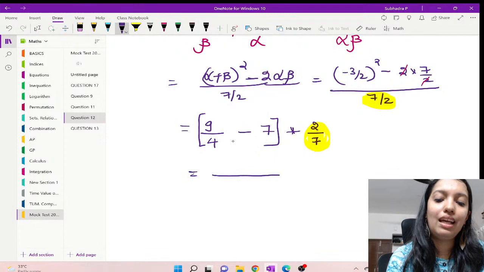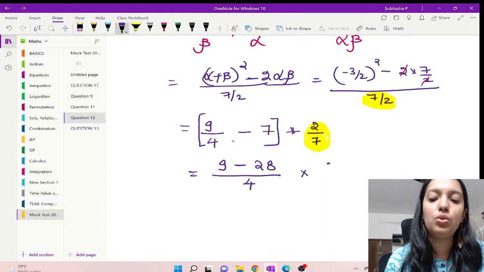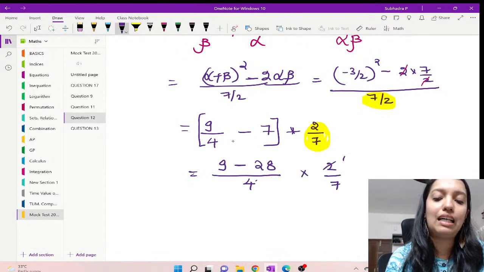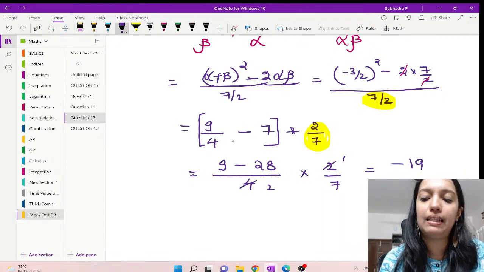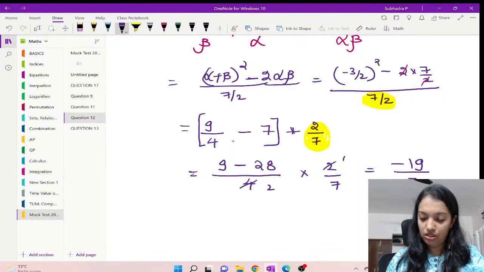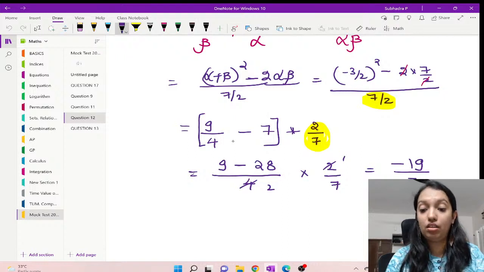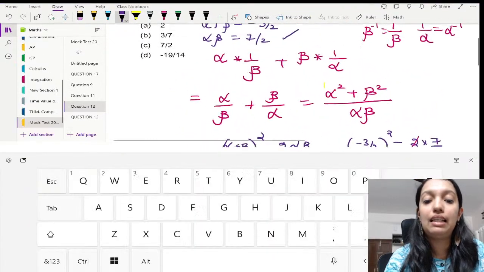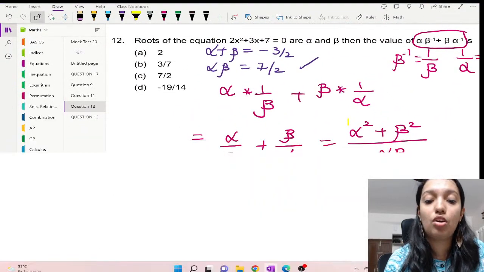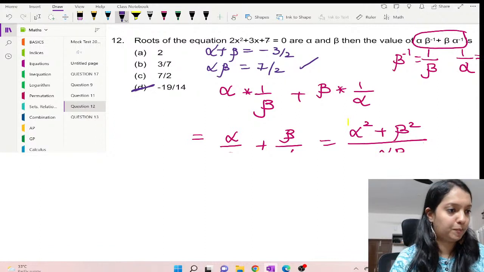Now take the LCM. It will be 4. 9 minus 4 7s are 28, into 2 by 7. So 2 1s are 2, 2 2s are 4. What is 9 minus 28? Minus 19 divided by 7 2s are 14. Minus 19 divided by 14. Do we have this in our option? Yes, we have. So the answer for the 12th question is option D.